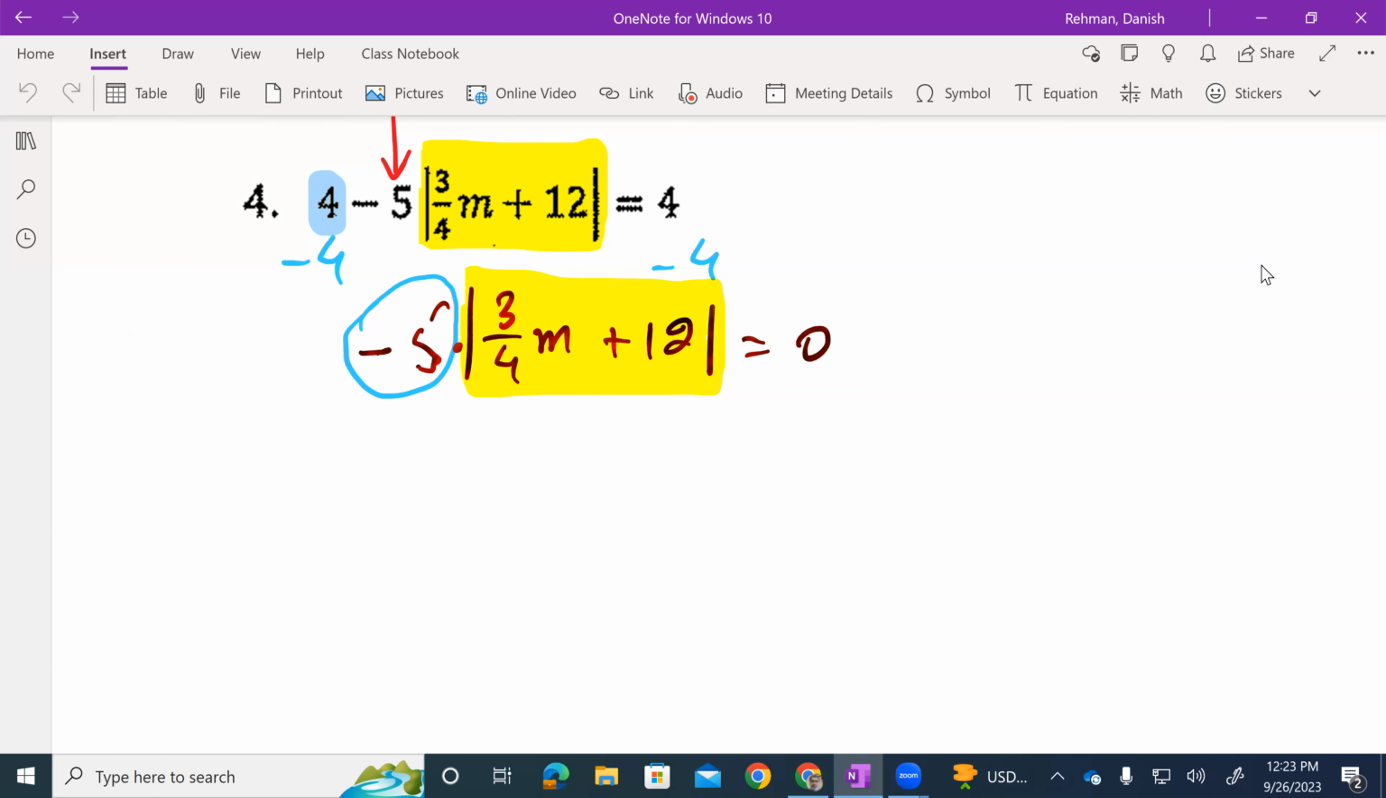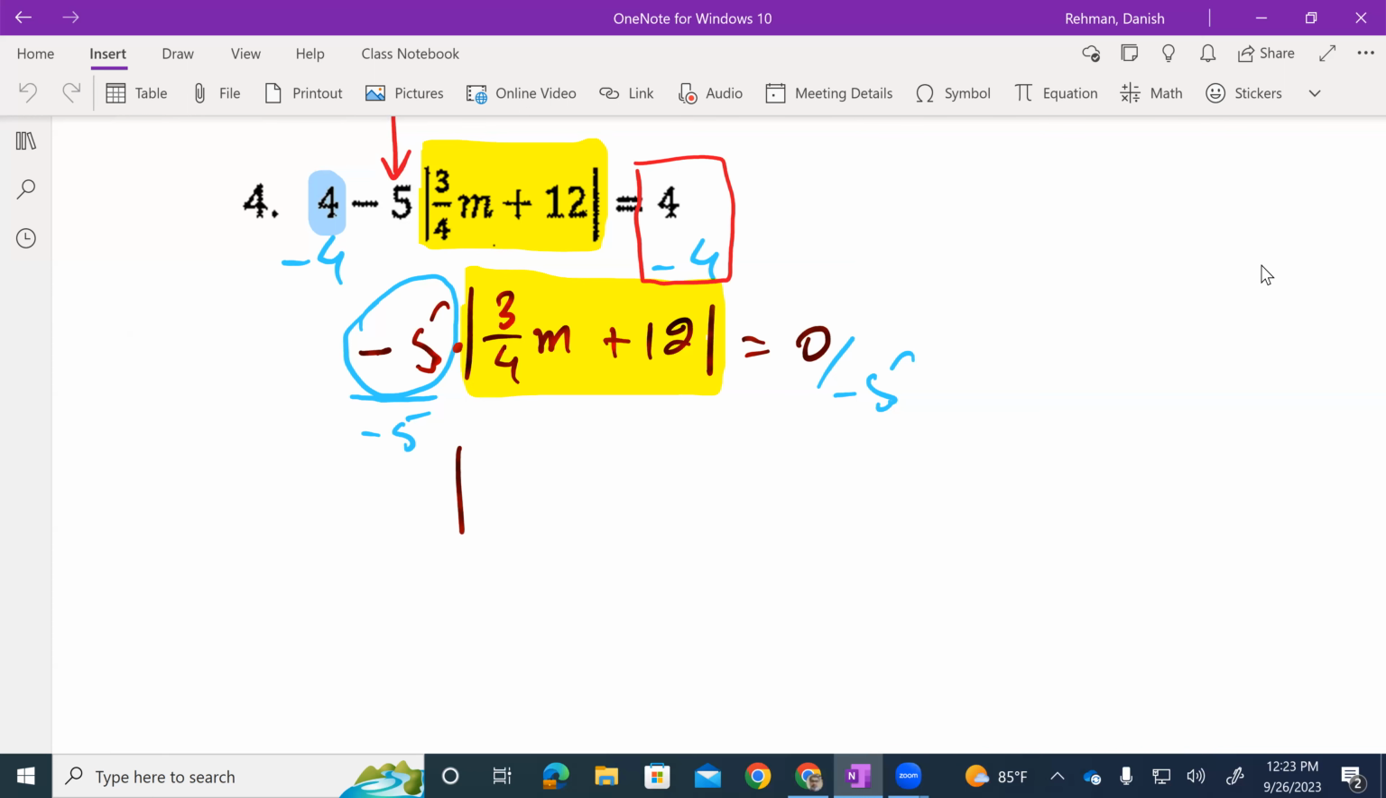So how can I get rid of that? If something's being multiplied, divide. Good. So I will divide by what? -5 on both sides. Where did I get the 0 from? Remember, we subtracted 4 on both sides. So 4 minus 4 is 0. Got it? So 4 minus 4 is a 0. Now, because I'm trying to get rid of that 5 also, the -5 over there.